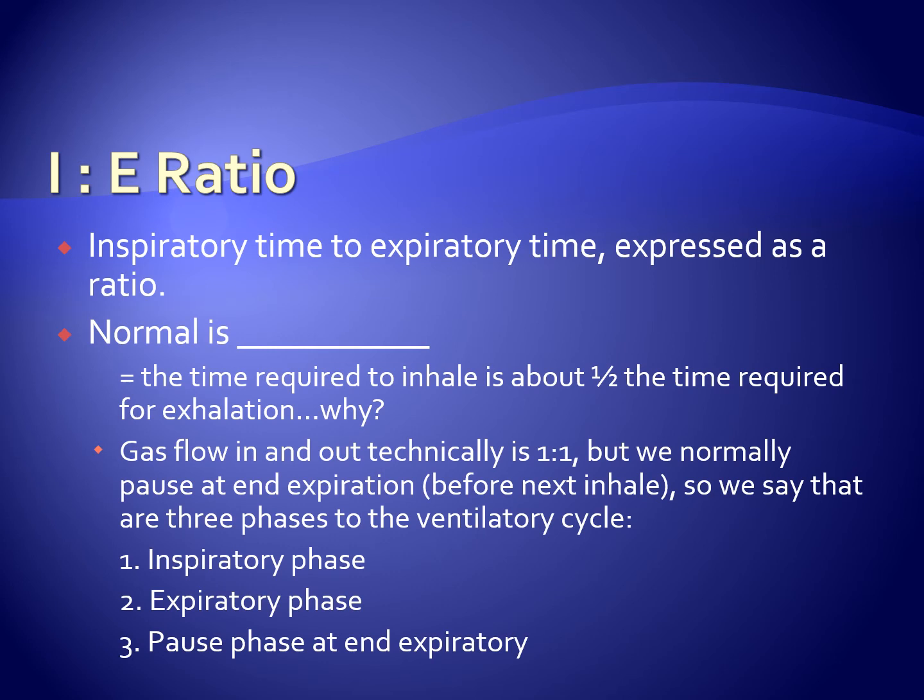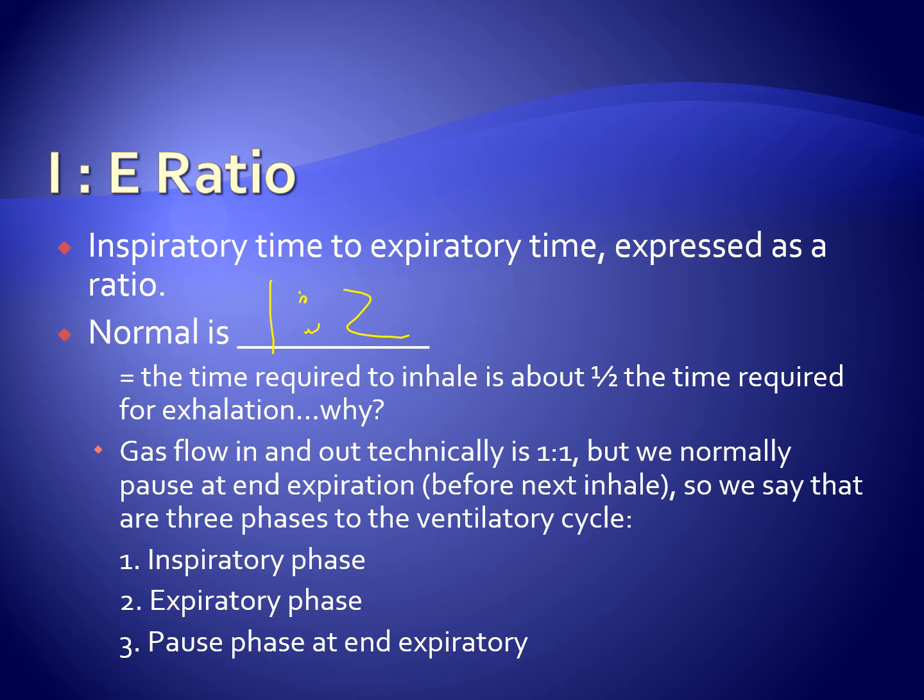So what's an I:E ratio? Well, that's your ratio of inspiratory time to expiratory time. And this is a ratio. So normal is 1 to 2. So for every 1 second you'd breathe in, you would breathe out 2 seconds. So this is your normal I:E ratio.